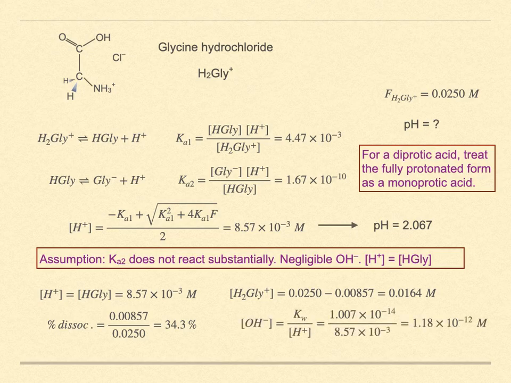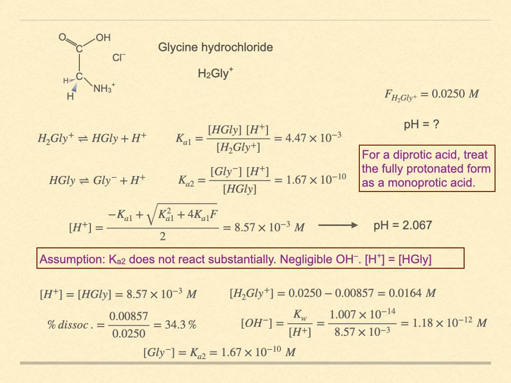Another species present is hydroxide. That suggests its concentration is very low in fact, and finally the fully deprotonated form Gly-. Because we have already asserted that the hydronium ion concentration equals the H-Gly concentration, just look at the Ka2 expression, and we see immediately that Gly- is 1.67 times 10 to the minus 10 molar.